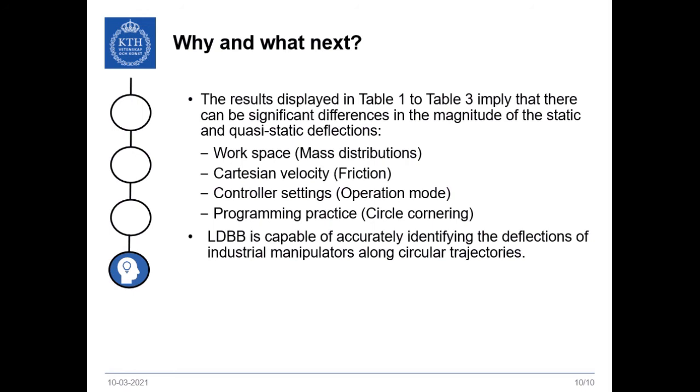Further investigations require the analysis of the influence of the Cartesian velocity in order to consider the influence of friction, as well as different controller settings in terms of the operation mode and the task program on the difference between the static and the quasi-static deflections. Nevertheless, the case study shows that the loaded circular testing is capable of accurately identifying the deflections of the industrial manipulator along a circular trajectory. This may facilitate a pragmatic compliance calibration approach of industrial manipulators.